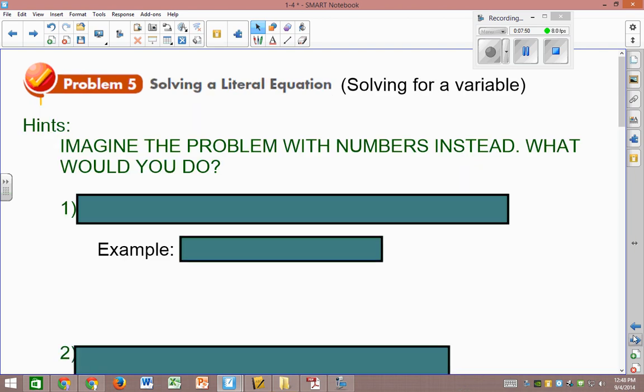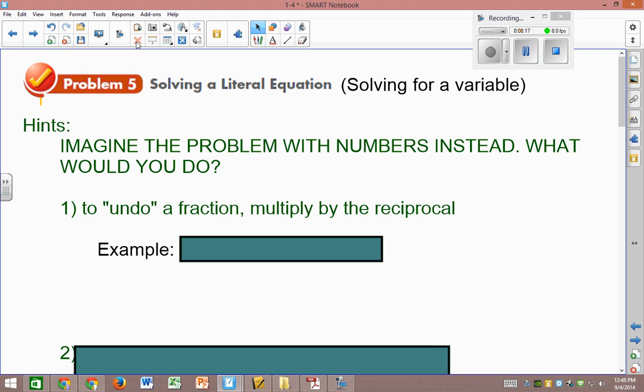Okay, your favorite problems are next. Literal equations. These are literally cool. I always like to give a hint. What would you do if the problem had numbers instead of letters? And honestly, you'll probably answer your own questions a lot of times if you just think about that. Put numbers in if you're not sure what to do.